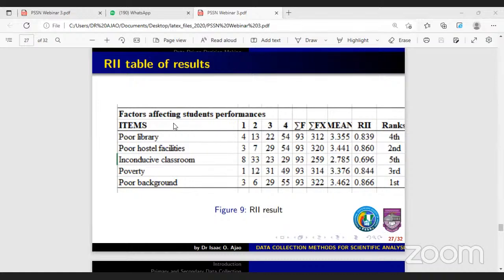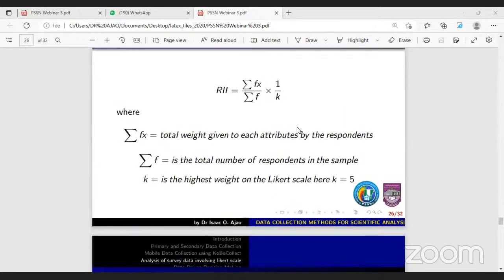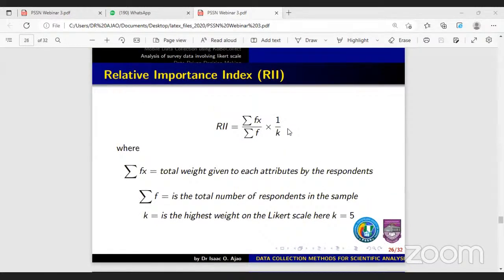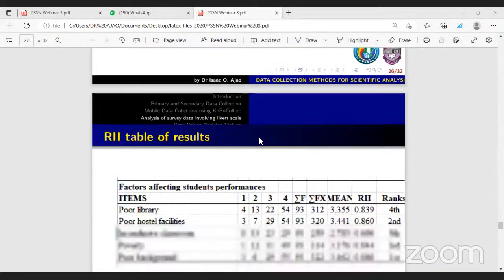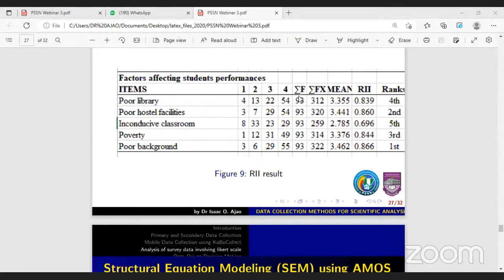But let me explain how it's done on Excel. This is Excel. These are, for example, factors affecting student performance. We have poor library. These are identified factors. Poor hostel facilities, inconducive classroom, poverty, poor background, and so on. Just an example. And summation of F, go back to that question, the way I've given us the formula. You can see summation of F is total. This is the total number of students on which we administered the questionnaire.